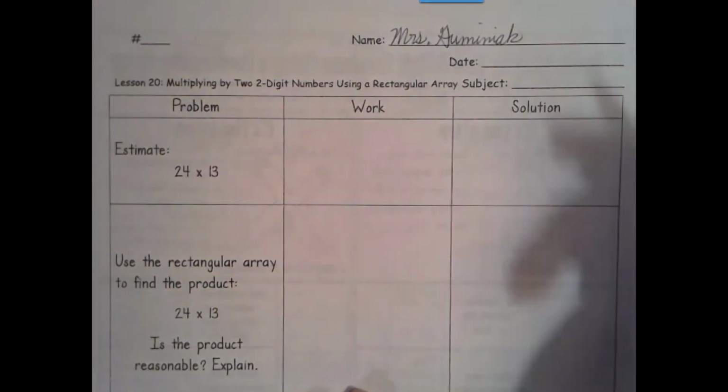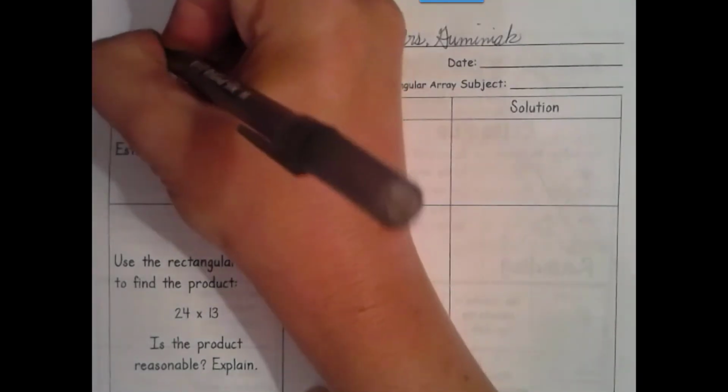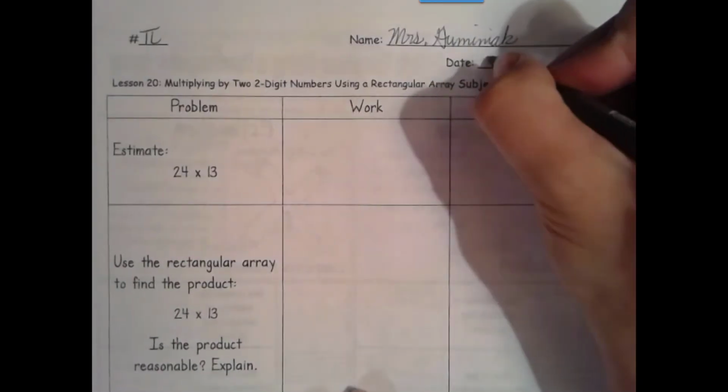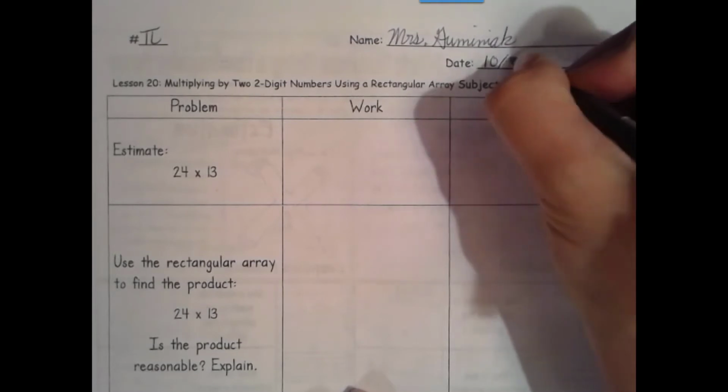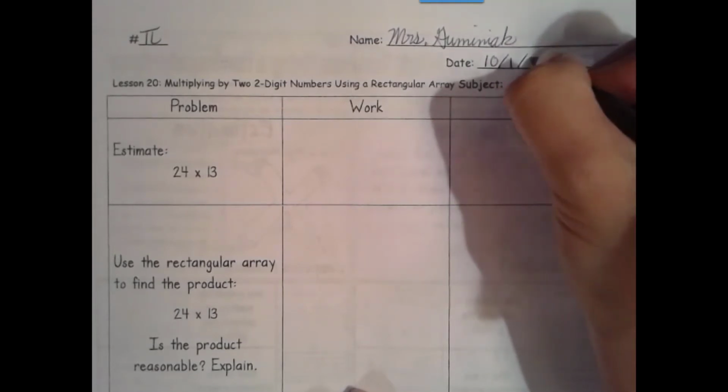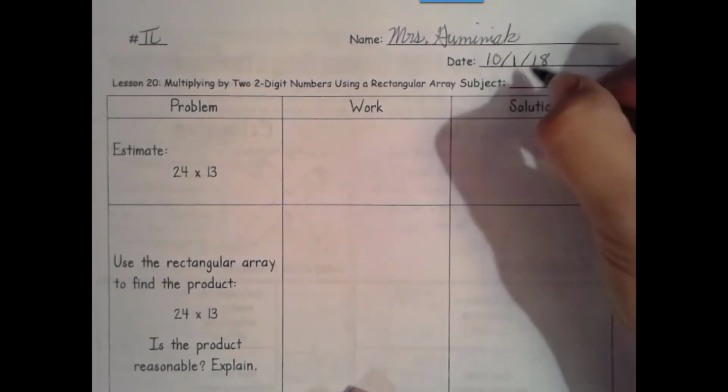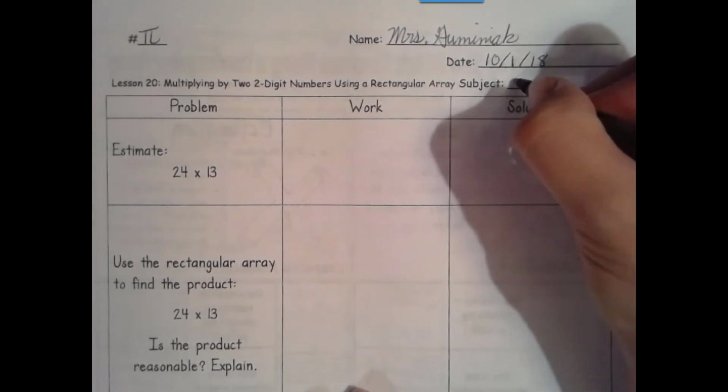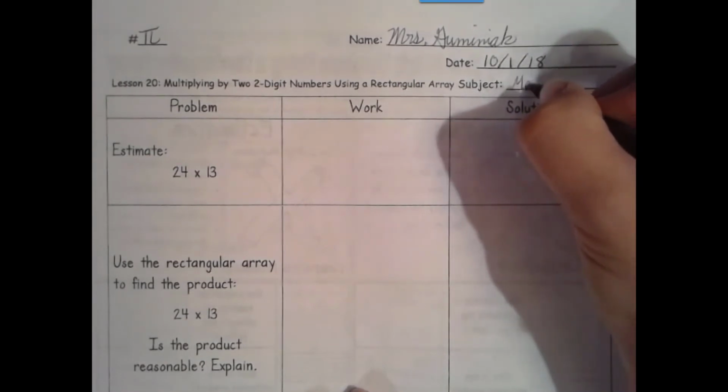Always make sure you put your heading on first. Name, number, date. First and last in cursive. My number is pi. Remember to put the date that you're actually working on these notes, not just the date I'm putting. Okay, and our subject is math.